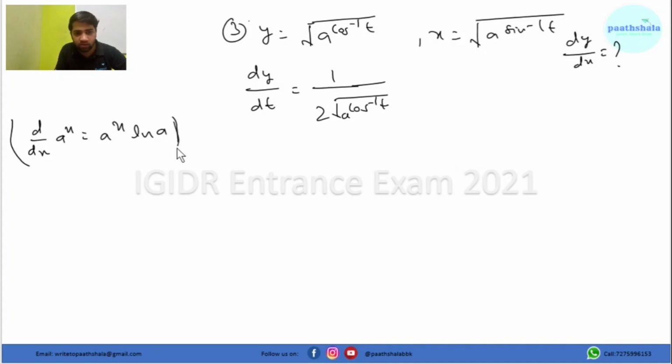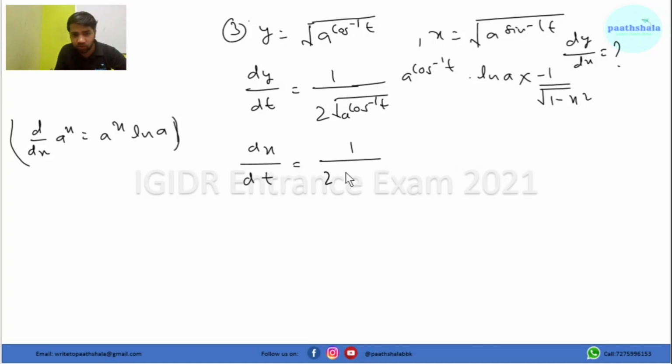Okay, so we are going to use it here. So this will come out to be a to the power cos inverse t and ln a. Okay, and then again by chain rule we'll differentiate cos inverse t. So this will come out to be -1 upon under root 1 minus x square. Okay, similarly we'll differentiate x with respect to t.